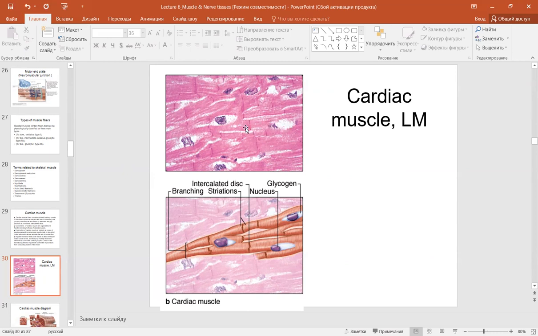No myosatellitocytes are present, and that is why the cardiac muscle tissue is completely not involved in the process of regeneration after injury. The regeneration of cardiac muscle is arranged by the activation of the proliferation of the connective tissue and forming of the scar of connective tissue in the cardiac muscle.